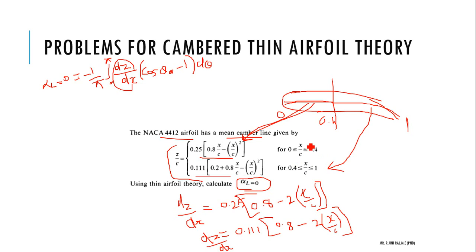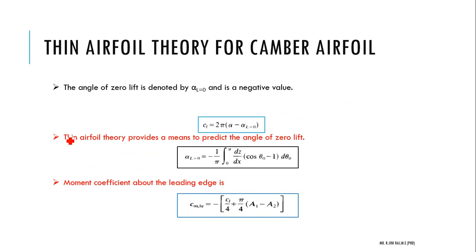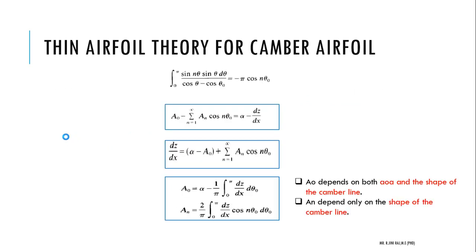First we need to convert this x by c into theta, because we are solving this in the form of theta only, so we need a transformation. We all know x equal to c by 2 into 1 minus cos theta. Sir, I didn't understand this part. X is equal to c by 2 into 1 minus cos theta; this we have taken from our derivative part.